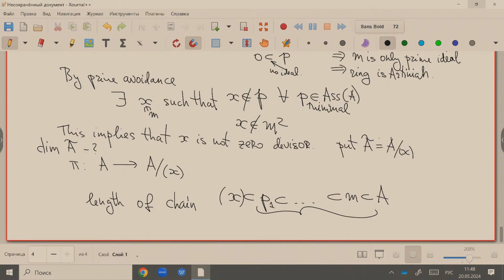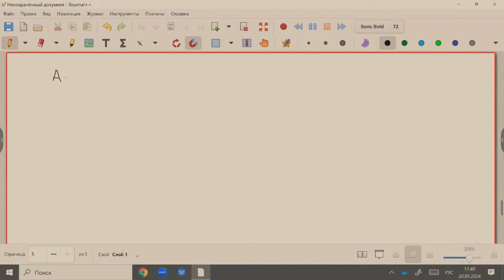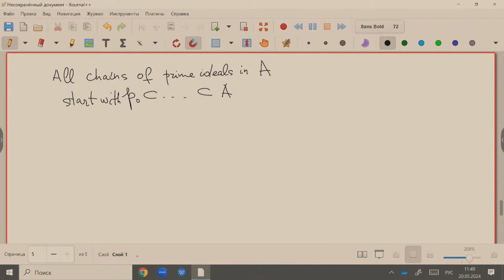We want to understand how they are related with chains in A. Notice that all chains of prime ideals in A start with P0, where P0 is the minimal prime ideal, and P0 belongs to the set of associated prime ideals.